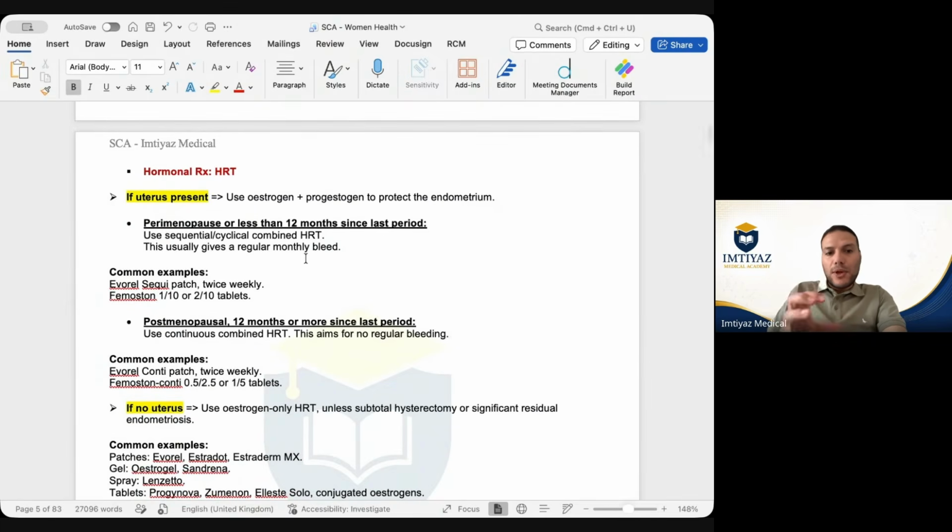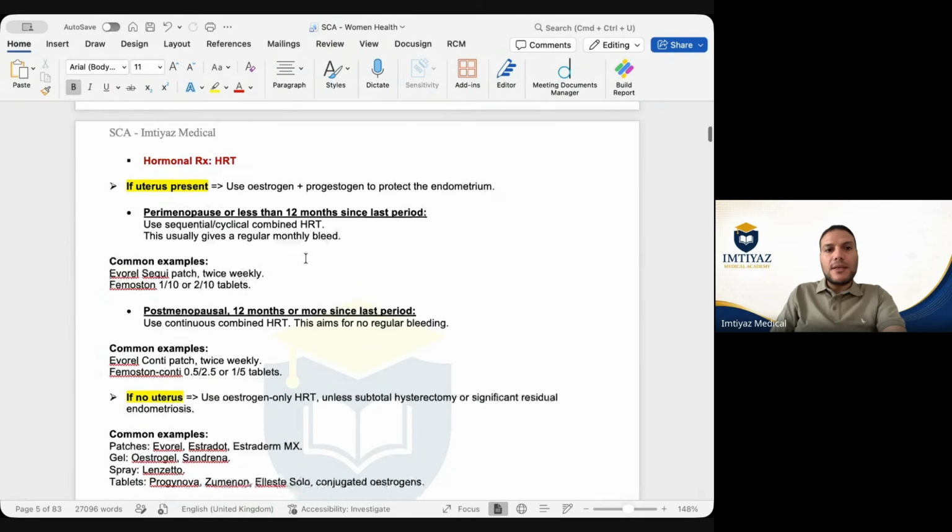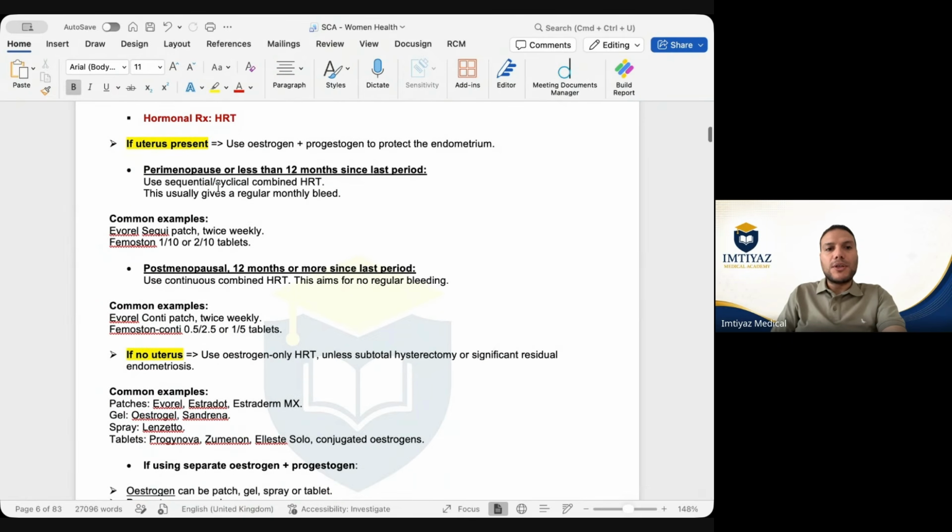If you would like more information here, you can see some more information, for example, for hormonal HRT. As we mentioned, if she doesn't have a uterus, she doesn't need combined. She will need only estrogen HRT. If she does have a uterus, she needs the combined one. Combined itself has different options: sequential combined HRT or continuous combined HRT.